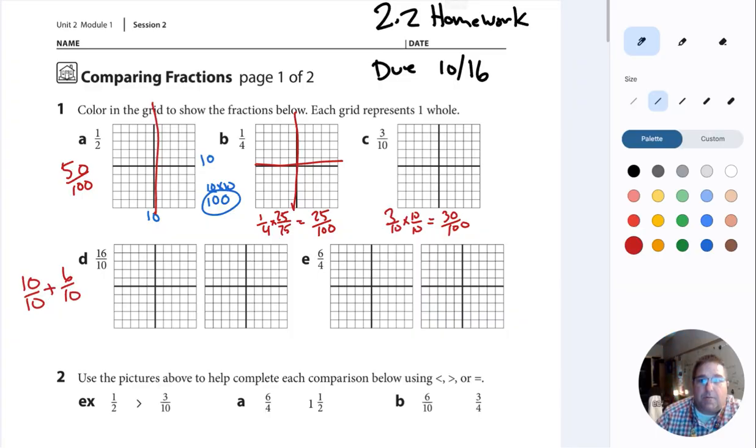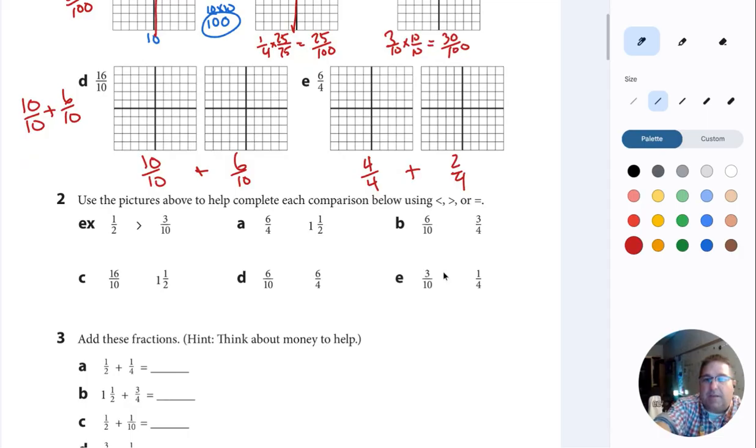Go back here. So we can shade in 10/10 on here, and then think about what 6/10 would be. Kind of like 6 dimes, right? If each one of these columns is worth a dime. And same with 6/4. Really, that's kind of like 4/4 plus 2/4. So that one whole, we're going to shade in that whole, and then 2/4, aka 1/2, right? So think about what that would look like.